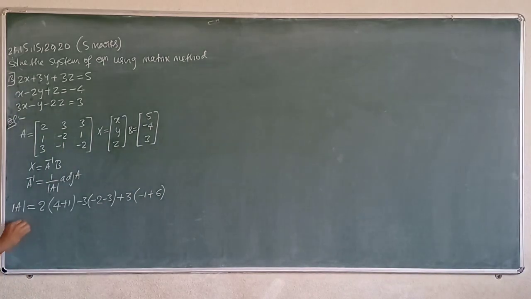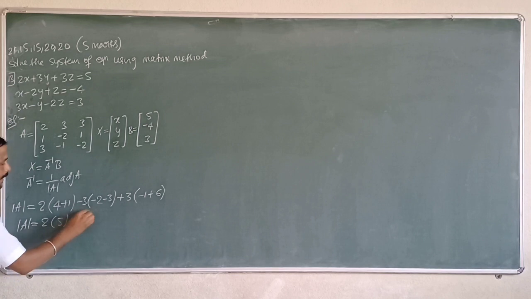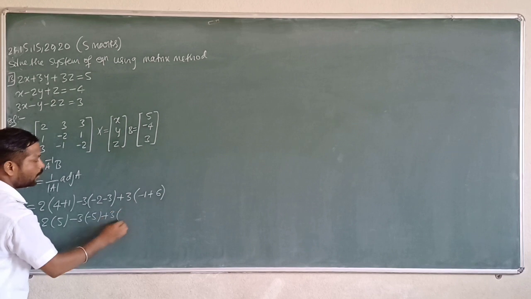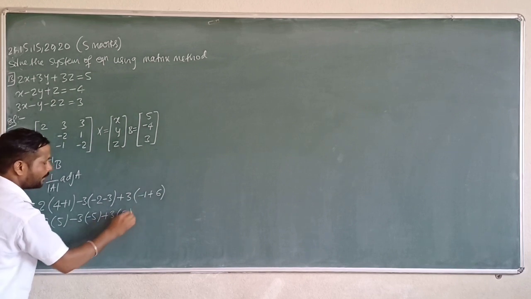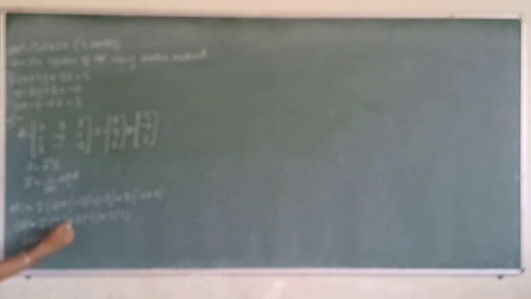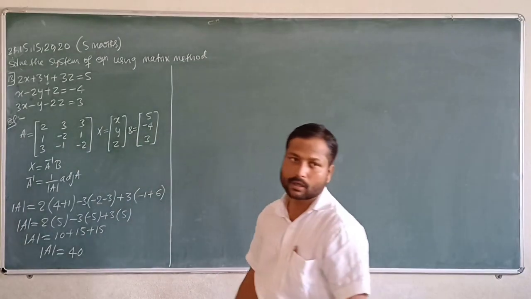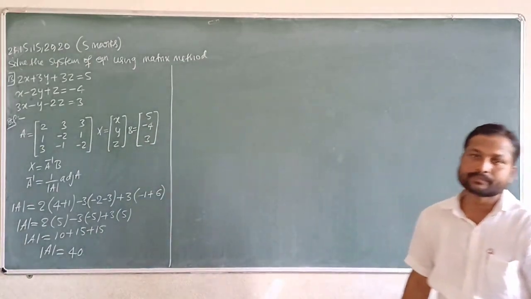Then determinant of A is equal to 2 into 4 plus 1, that is 5, minus 3 into minus 2 minus 3, that is minus 5, plus 3 into minus 1 plus 6, that is 5. So the determinant of A is 2 5s are 10, minus into minus plus 3 5s are 15, again 3 5s are 15. So 10 plus 15 plus 15, the answer is 40. No doubt. The determinant value is non-zero, non-singular, therefore A inverse exists.